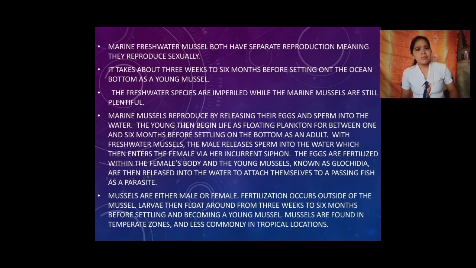Marine and freshwater mussels both have separate sexes, meaning they reproduce sexually. So, ma-reproduce siya sexually, kay separate man ilang genes. It takes about 3 weeks to 6 months before settling on the ocean bottom as a young mussel. The freshwater species are imperiled, while the marine mussels are still plentiful.